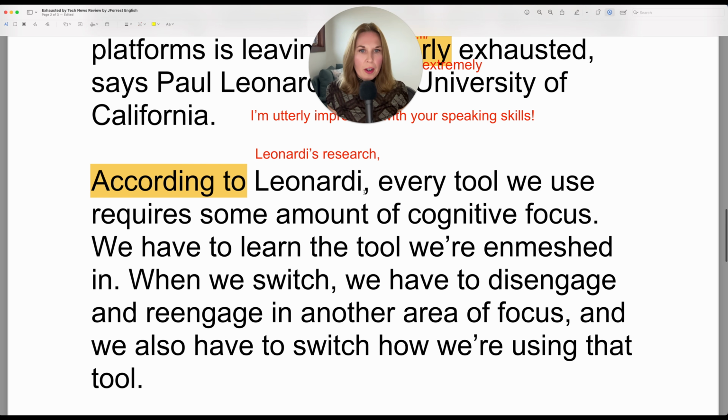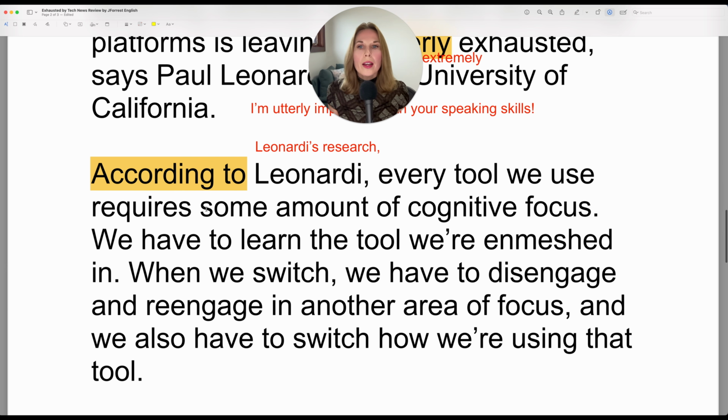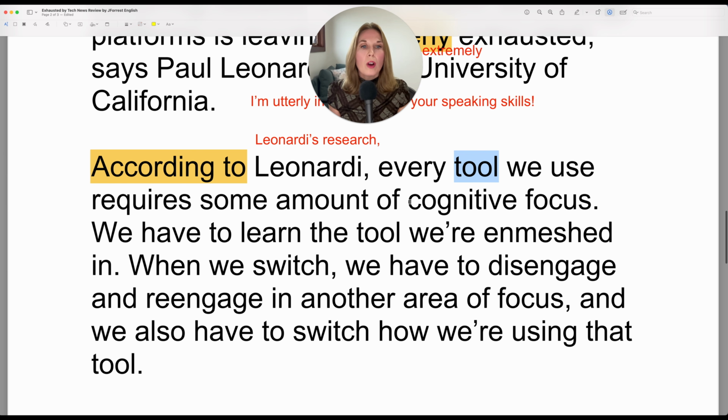According to Leonardi, every tool we use requires some amount of cognitive focus. So in this case for tool, they're talking about devices, the technological tools, not a hammer, which is also your standard tool. If someone asked me to name a tool with zero context, I would say a hammer, most likely, because that's your basic tool. But of course, we know the context is technology. So when I see this word, I don't think of a hammer. I think of my devices, the software I use, and other technology.